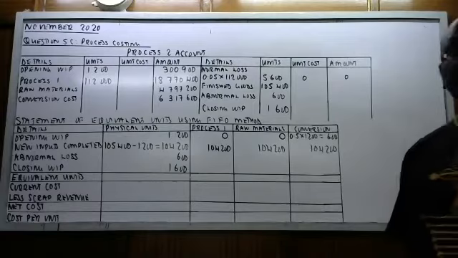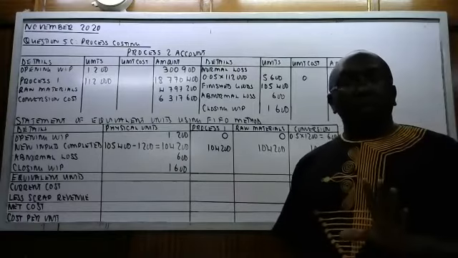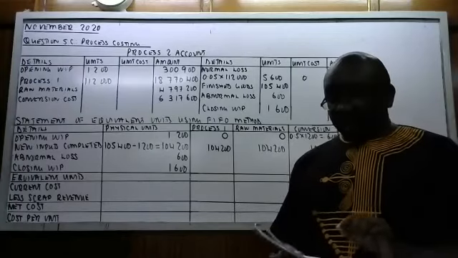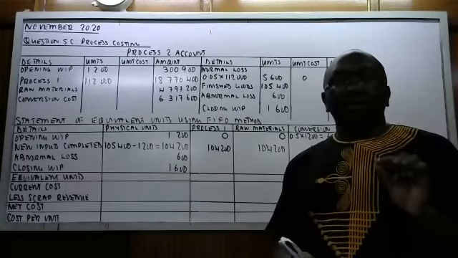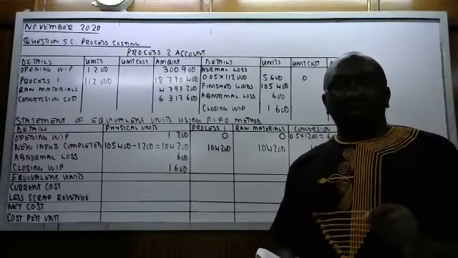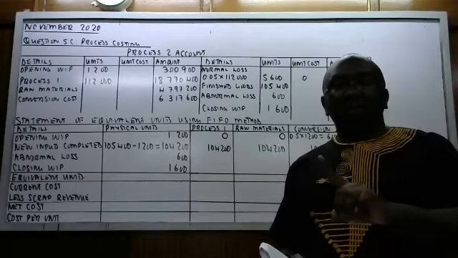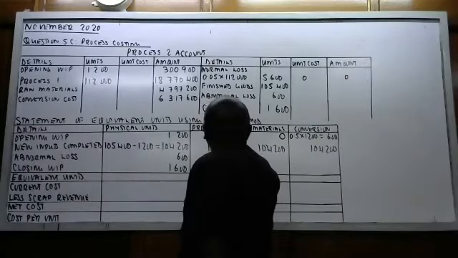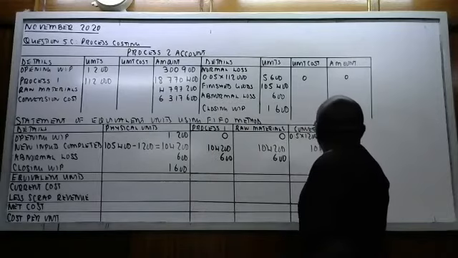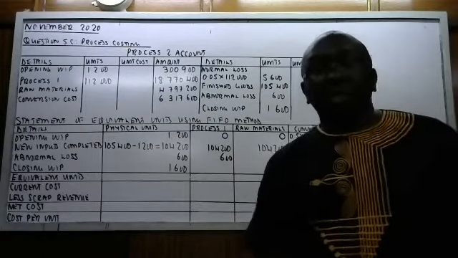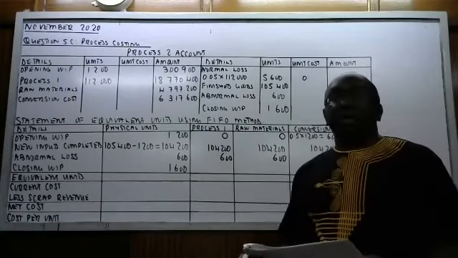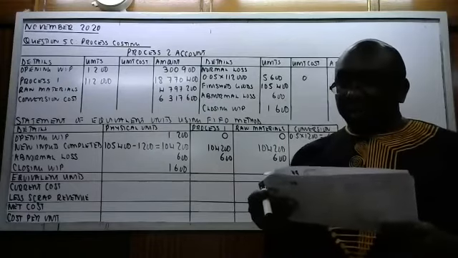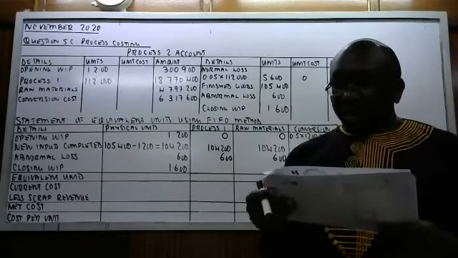The next thing is the abnormal loss. Now, some questions will tell you abnormal loss is complete to what extent. But some questions will be quiet. Like now, this one is quiet regarding the completion levels of the abnormal loss. When the question is quiet, you take that the abnormal loss is 100% complete. So this 600 that we have hapa is 100% across. For the closing work in progress, we are told it is 100% complete from process 2, apart from process 2 conversion cost, which was 75%.